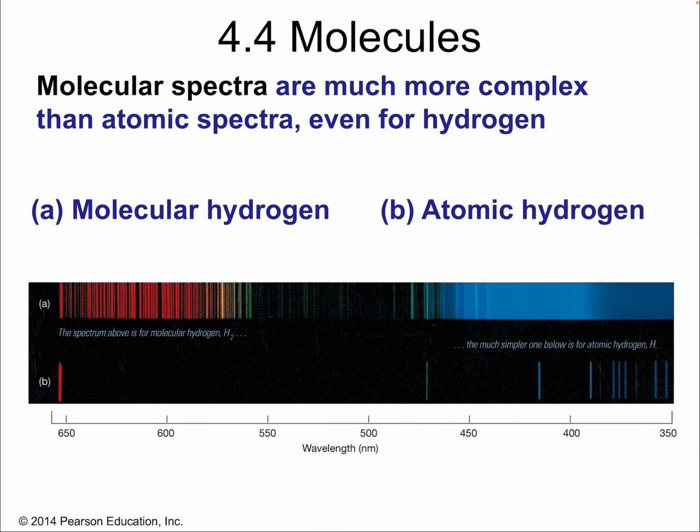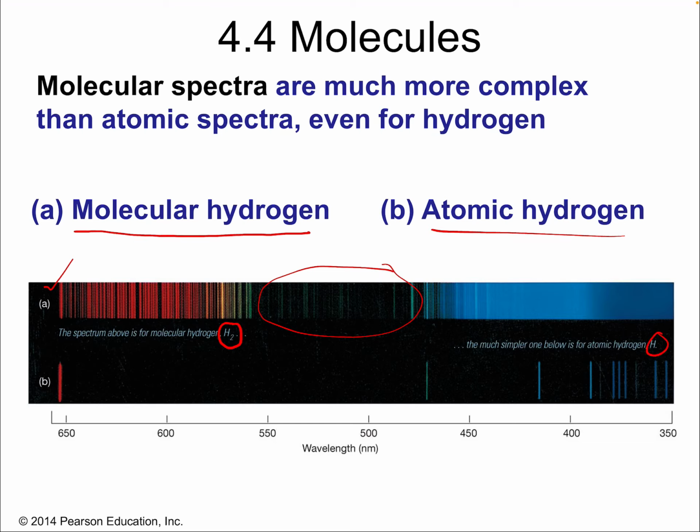Molecular spectra are much more complex than atomic spectra. This is actually a wonderful example, comparing molecular hydrogen to atomic hydrogen. You might wonder what molecular hydrogen is. It's actually the more common form of hydrogen, and that's H2, so it's two hydrogen atoms together. Well, look at the difference. H2 almost looks like a rainbow with a lack of a lot of green lines, but many, many spectral lines. Compare that to just H, and there's a dramatic difference.